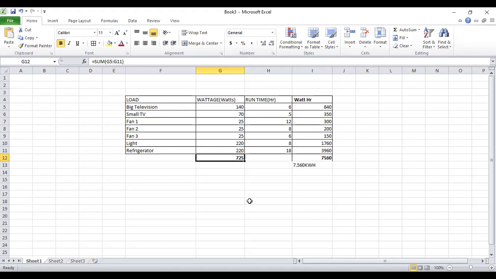Next thing now is, if I have 725 watts as his power rating, total power rating, what type of inverter do I need to power this particular client? It's very easy. It's advisable to always choose an inverter that is twice the size.